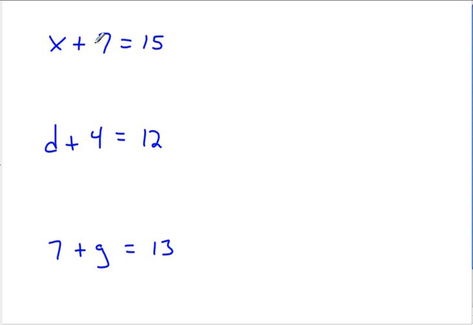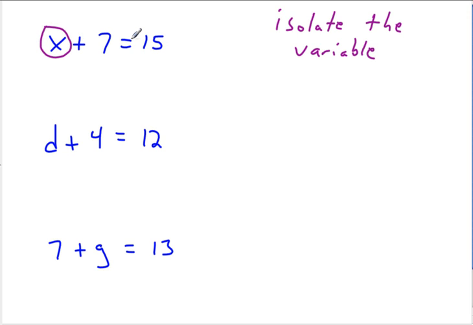So right here we have x plus 7 equals 15. And when we're solving equations, our goal is to isolate the variable. What that means is locate the variable, in this case x, and we want to get it all alone on one side of the equation. So right now it's being added to 7, or 7 is being added to it. And so we want it all alone, so we've got to get rid of the 7.